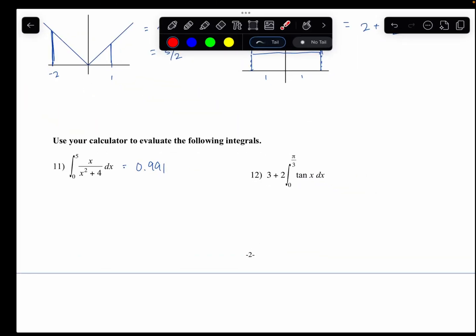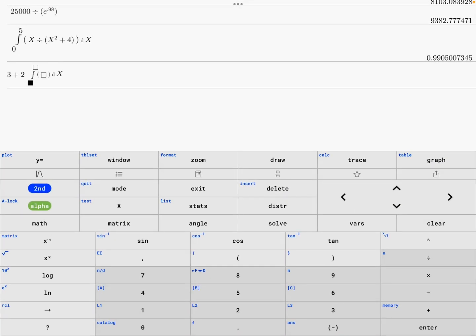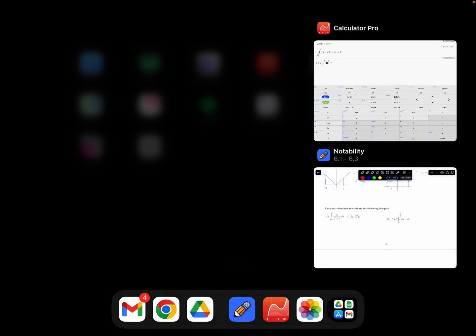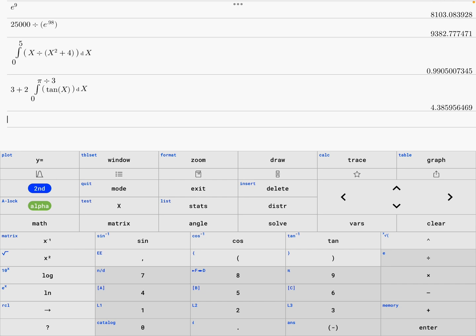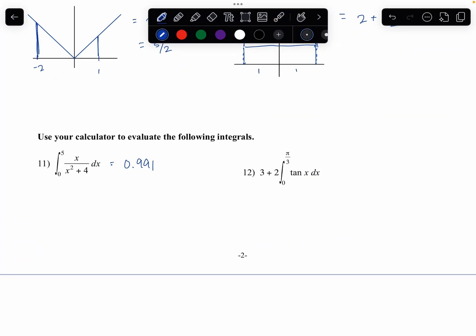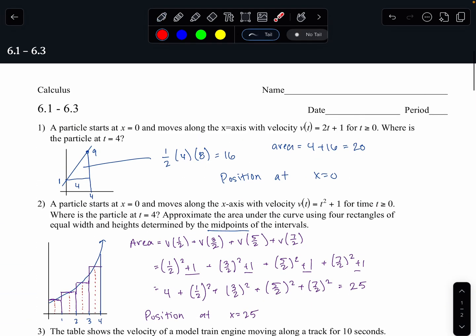Okay, and then we have the integral from 0 to pi thirds. So from 0 to pi divided by 3. And then the function is going to be tangent of x. Make sure that your calculator is in radians. Mine is, so I get 4.386. Okay, there you go, and that should be everything for this worksheet.